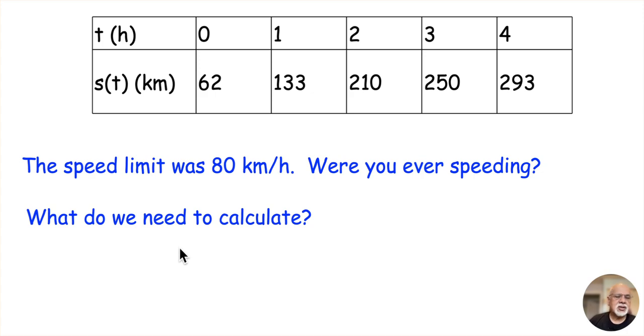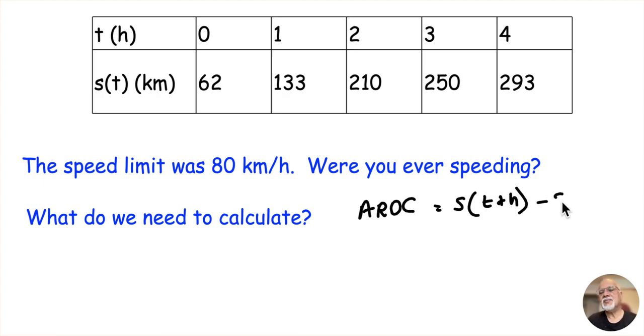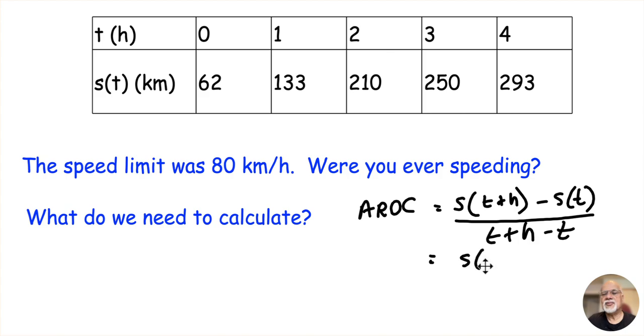We're going to calculate from time 0 to time 1 and take a look at what the average rate of change was. The average rate of change is determined by taking s of t plus h minus s of t, all over t plus h minus t. And you can see that this simplifies to s of t plus h minus s of t, all over h.